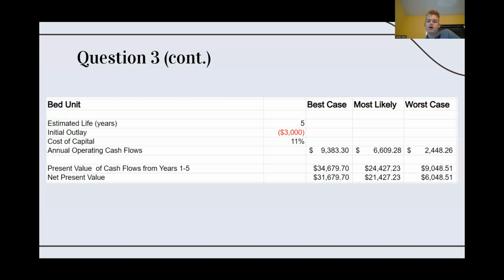We can then subtract that initial outlay to get 31,679.70 for the best case, 21,427.23 for the most likely, and 6,048.51 for the worst case for NPVs for the bed unit.